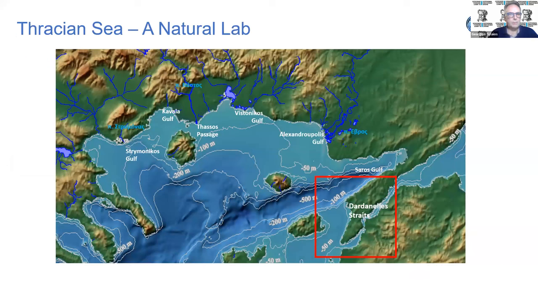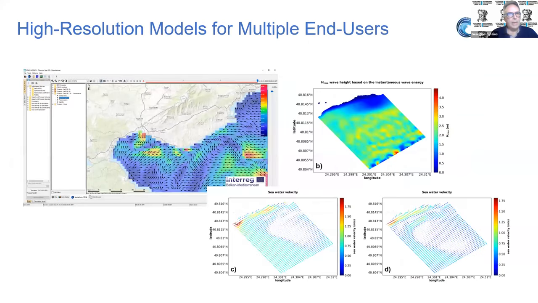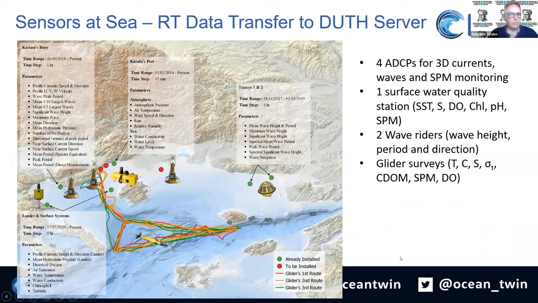So the area of interest for us is Thracian Sea, which is a very complicated natural lab, where we apply our models. We run high resolution models, downscaled hydrodynamic, wave or morphodynamic models. We deploy a series of sensors in the sea. So you can see here that we have surface systems. Also we have ADCPs collecting water currents or waves or the tidal variability.